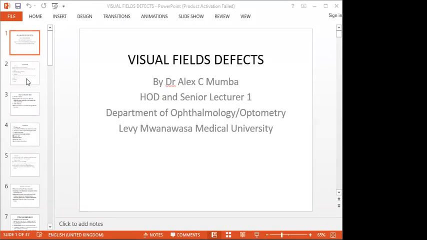What we did is a visual pathway from the eye to the optic nerve until you reach the cortex, visual cortex. Now you have a patient who has a visual field defect. They can't see maybe this part of the field. The idea is to try and localize where is the lesion for this type of visual field.